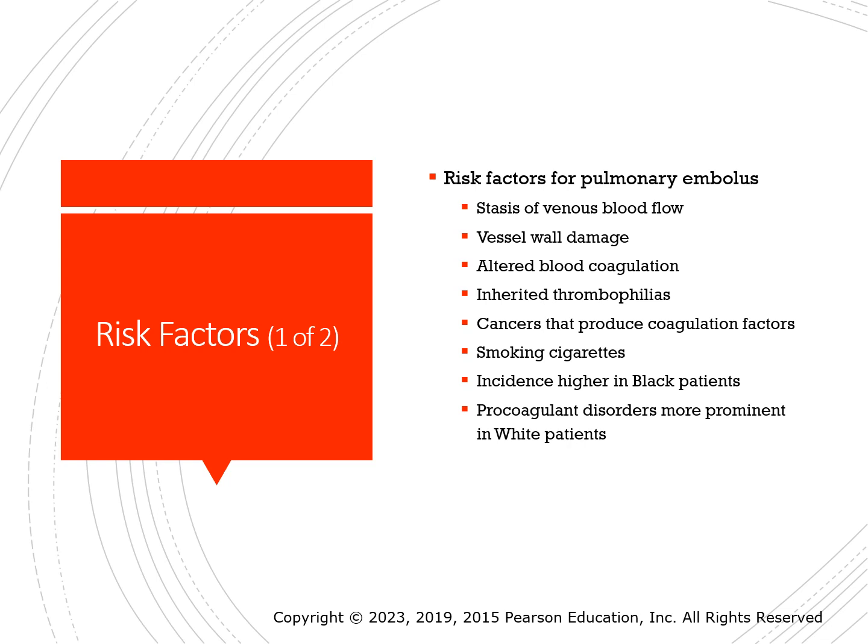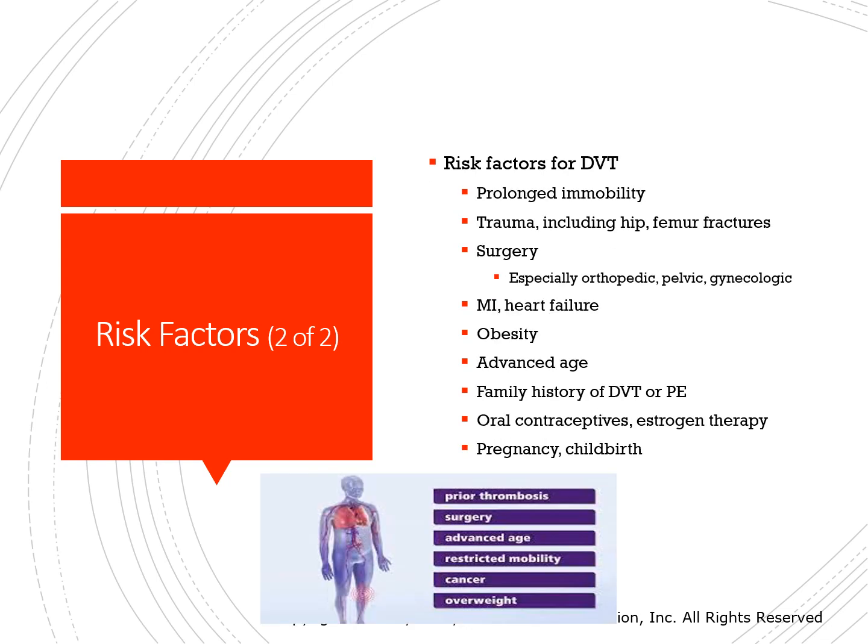Anybody who's had trauma, including hip and femur fractures, surgery, any type of orthopedic, pelvic, and gynecologic surgeries in particular, MI and heart failure, obesity, and advanced age. A family history of DVT or PE may also indicate risk for the condition. Females who use oral contraceptives, and this is very important, or estrogen therapy are at risk, as are women during pregnancy and childbirth.